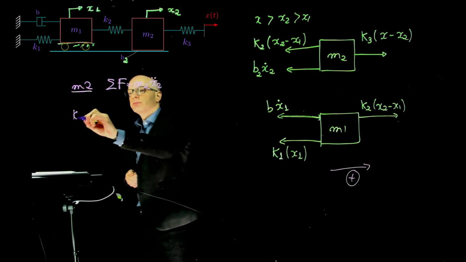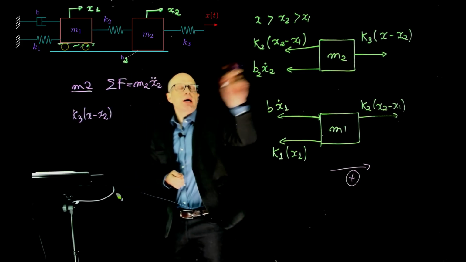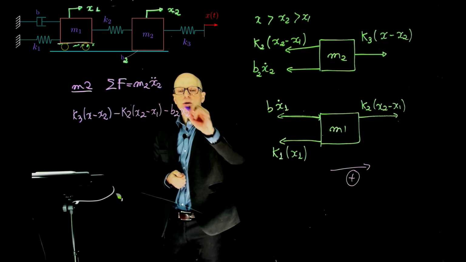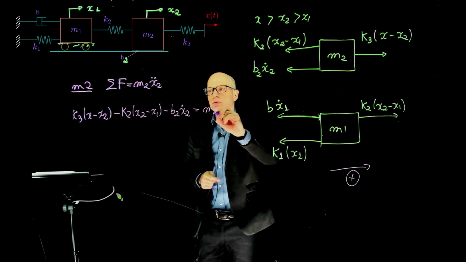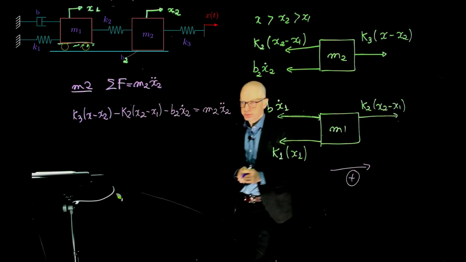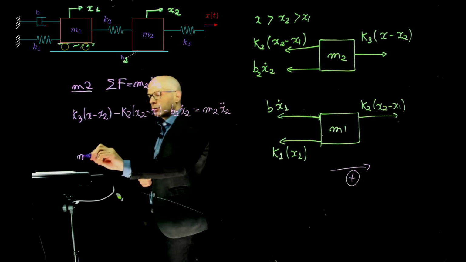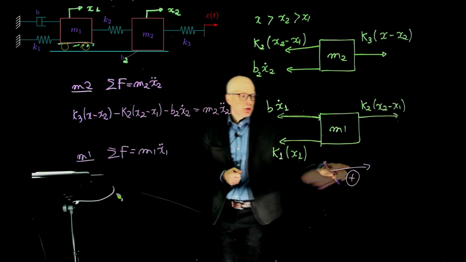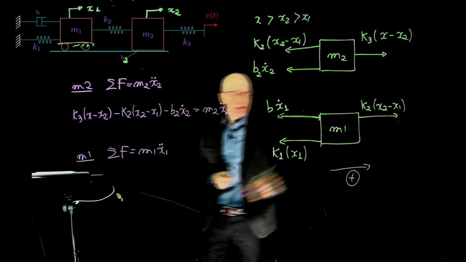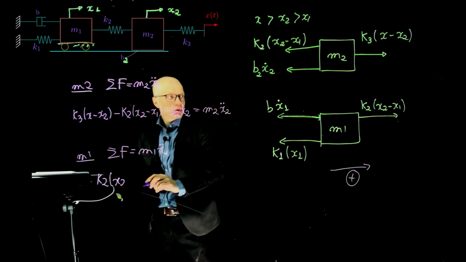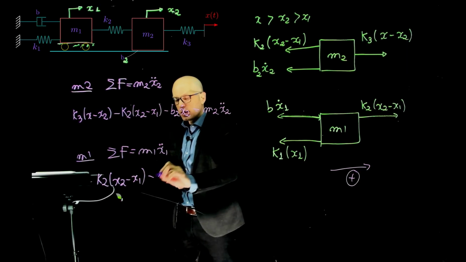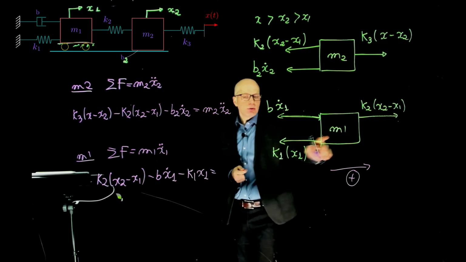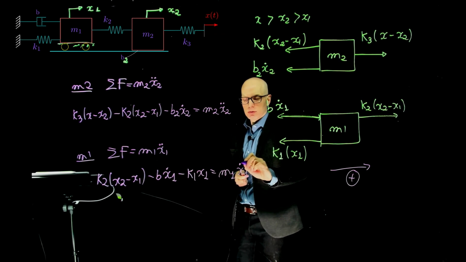We have K3 (x minus x2) minus K2 (x2 minus x1) minus B2 x2 dot. These are all the forces equal to M2 x2 double dot. Now let's do M1. Sum of forces acting on M1 equals M1 x1 double dot. Positive to the right: positive, negative, negative. K2 (x2 minus x1) minus B x1 dot minus K1 x1, and this is equal to M1 x1 double dot.